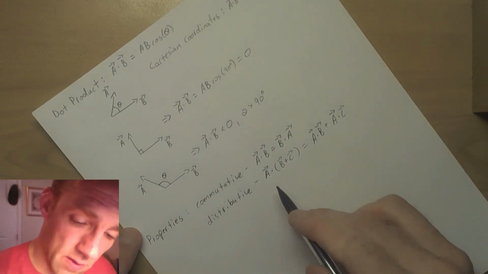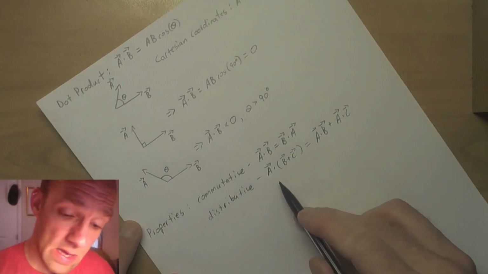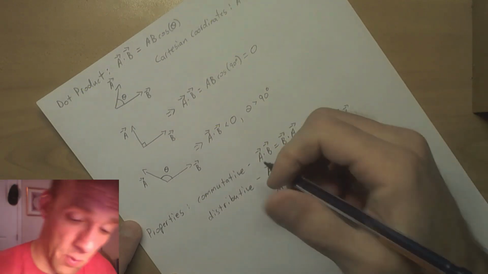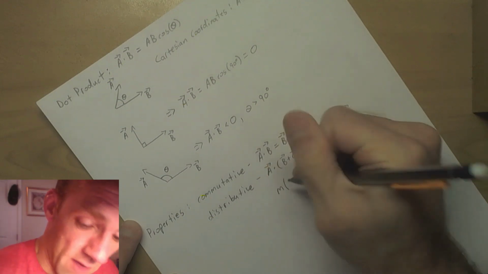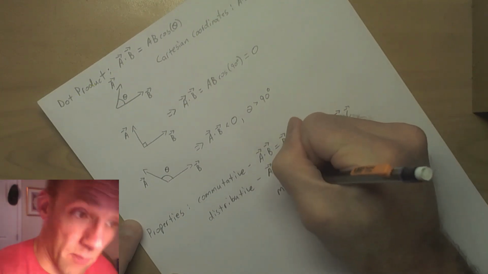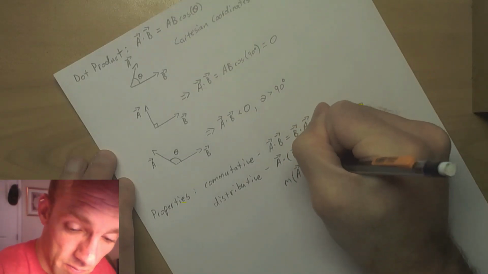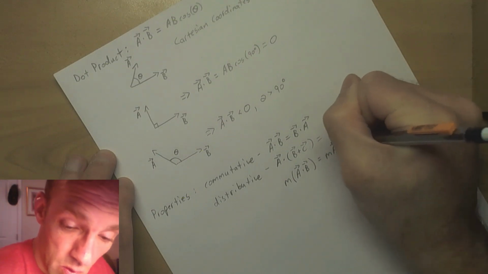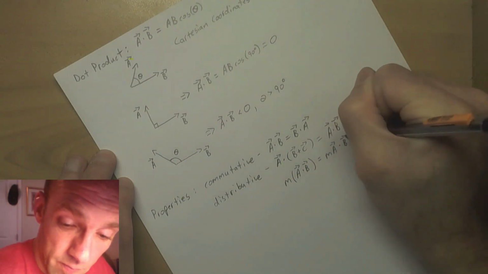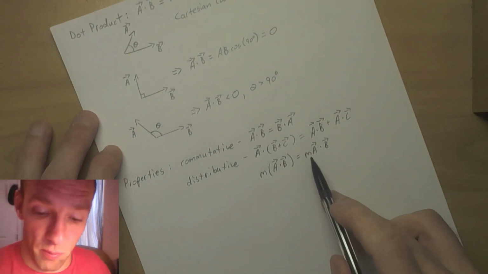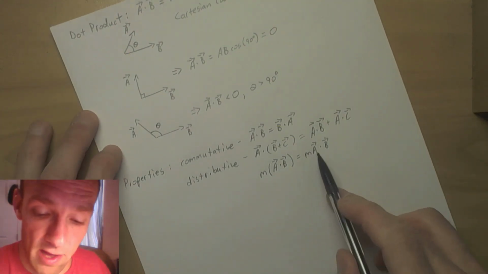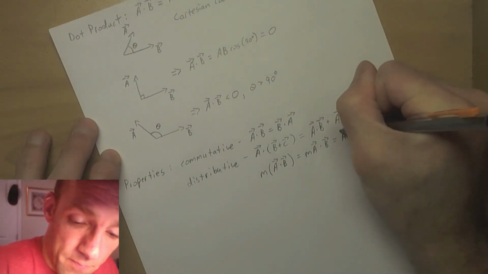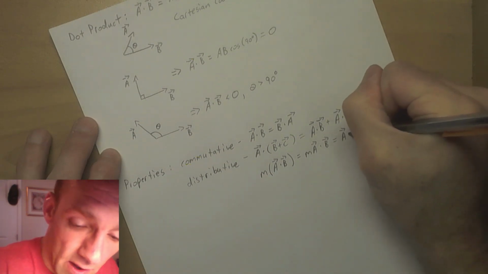And likewise, scalar multiplication has a sort of trivial expansion of this. So if I have a scalar m and I multiply it by the dot product of A and B, that is equal to, I could multiply the scalar by A first and then take the dot product, or I can multiply B by the scalar and then take the dot product.